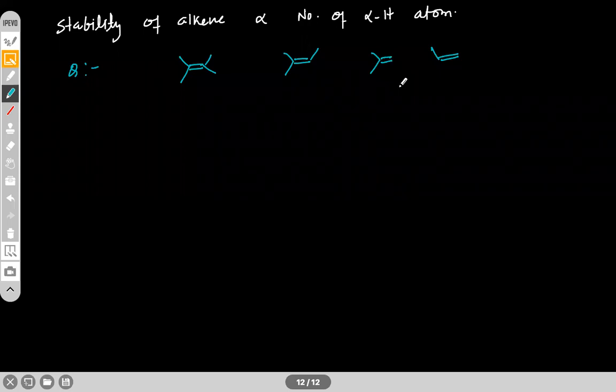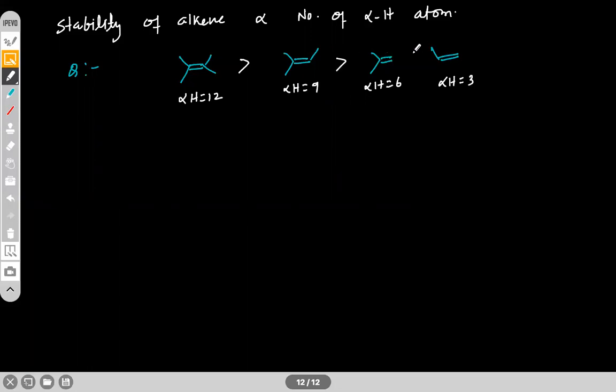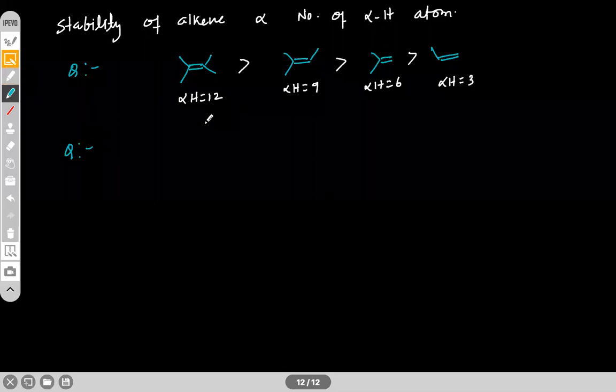Okay, so obviously the number of alpha hydrogens in the first one, if you count, is 12, and here it is 9, here it is 6, and then it is 3, right? The reason for the stability is that with more alpha hydrogens, you can draw more hyperconjugative structures, more uniform distribution of charge, more shifting of electrons, and hence the stability will be more. So this is the stability order for alkenes. Clear? No doubt? You just need to keep these rules in mind, that is it.